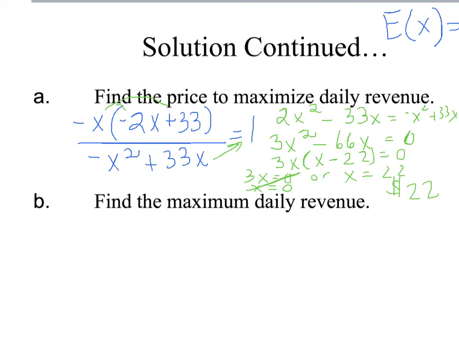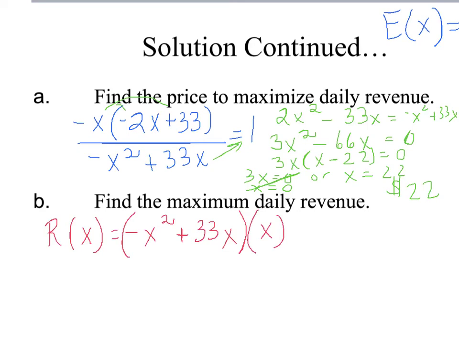The next thing it's asking us to do is let's go ahead and find the maximum daily revenue. Well, to find the maximum daily revenue, we've got to first of all write our revenue function. So if we're going to write our revenue function, I think that we need to go back and say R of x is equal to, well, our original demand function for quantity was negative x squared plus 33x, and we know that we want to take and multiply that quantity by our price, which is x. Continuing this calculation, we end up with our maximum daily revenue at $5,324.